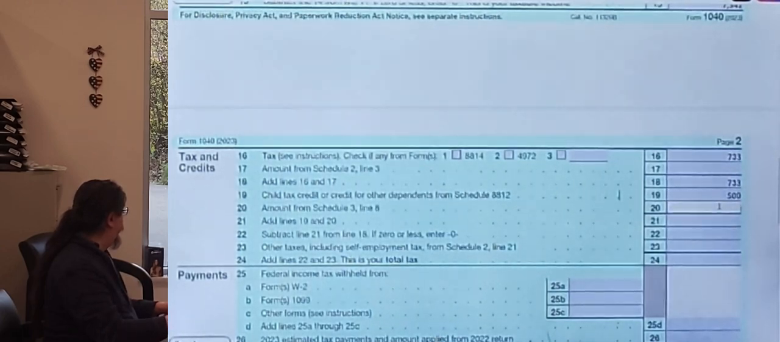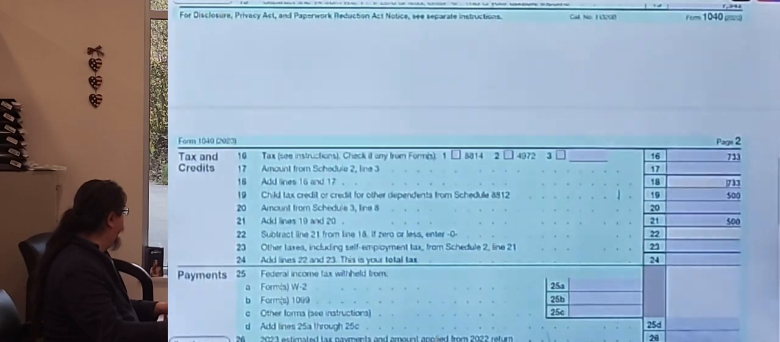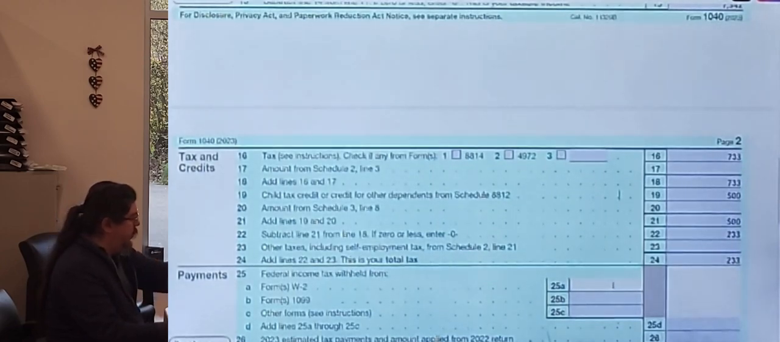Okay, there's no Schedule 3 on his return, so his total credits is still only 500. Subtract line 21 from line 18 gives us total tax of 233. No additional taxes, so again, his total tax is 233. And then we would look at his withholding.